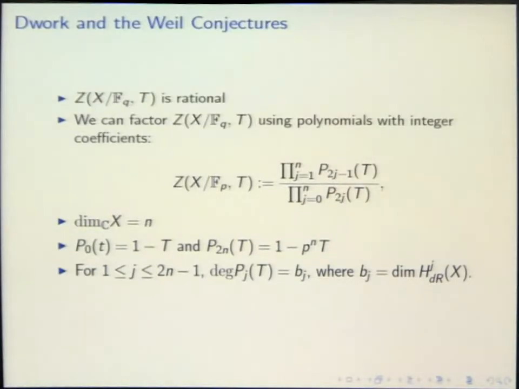It's not just a rational function, but we can factor it in a very nice way. If X has complex dimension n, then you have 2n polynomials, the odd-numbered ones on the top and the even-numbered ones on the bottom. In fact, the degree of each of these polynomials, except for the first one and the last one, is the Betti number, or the dimension of the de Rham cohomology. So we can see already that there's this nice relationship between the geometry of our variety and this arithmetic thing that's just counting points over finite fields, essentially. This is what we would like to compute for pairs of mirror families.